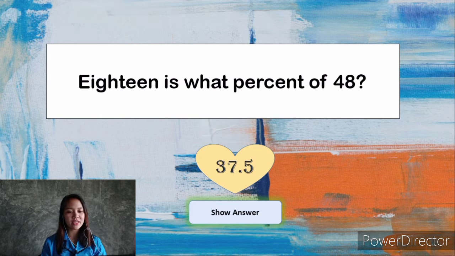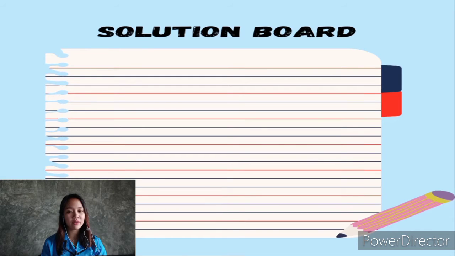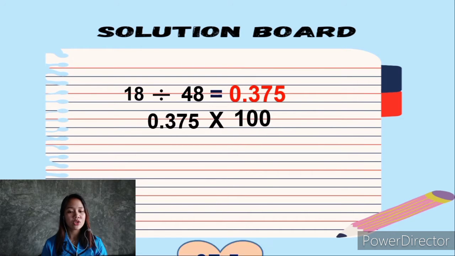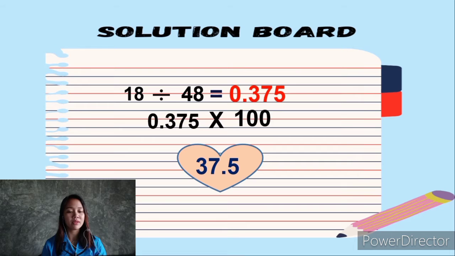18 is what percent of 48? So, the answer is 37.5. Paano nakuha yung 37.5? So, here is the formula. So, in simplest form, we divide 18 by 48. So, 18 divided by 48 is equals to 0.375. So, we turn decimal points into percent. So, kailangan nating i-times yung 0.375 sa 100. So, ang sagot is 37.5. And 37.5 is the final answer.